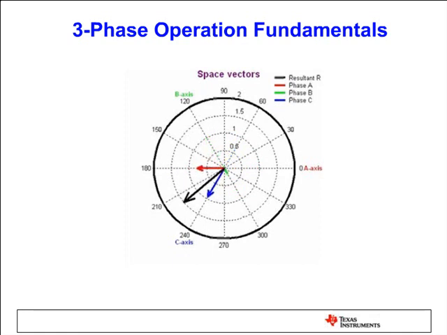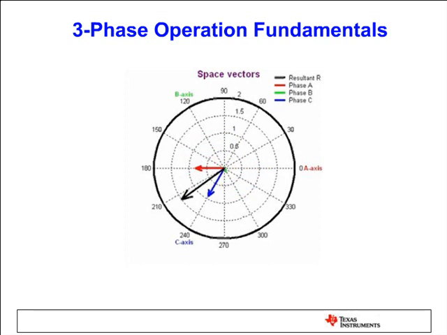That's what we call the rotating field vector. And mostly what happens when we control the motor, the rotor magnets or the flux or the field vector we create on the rotor follows this rotating field vector. That's how the motor spins.